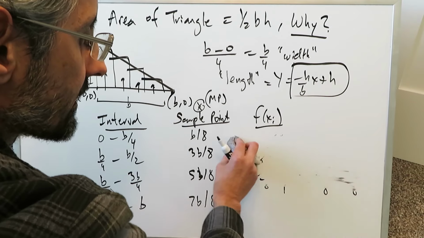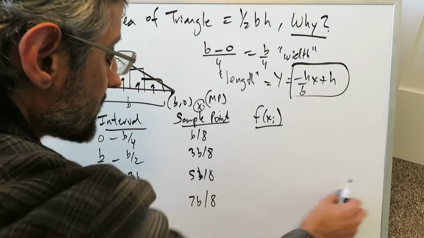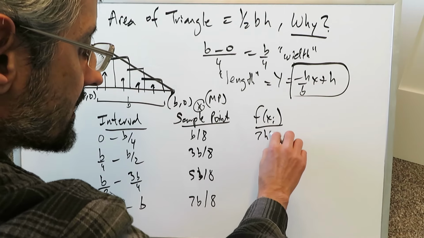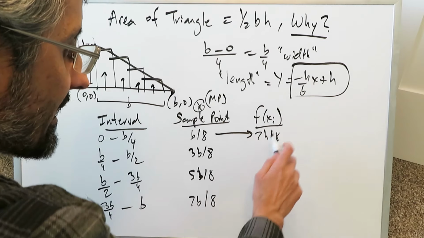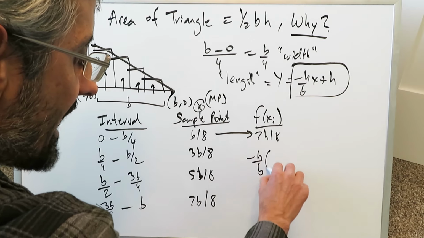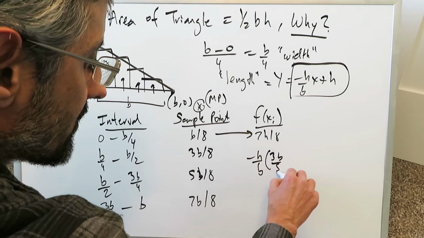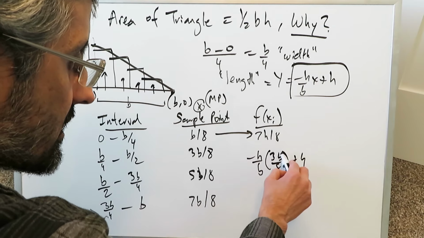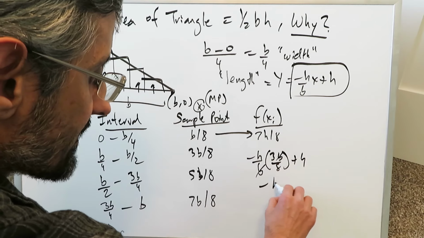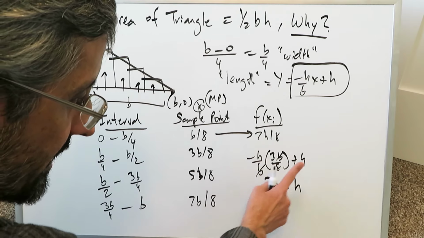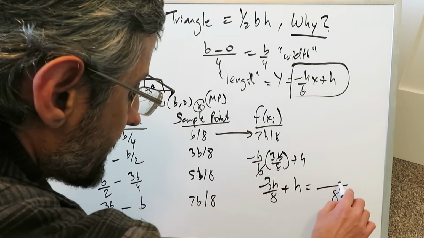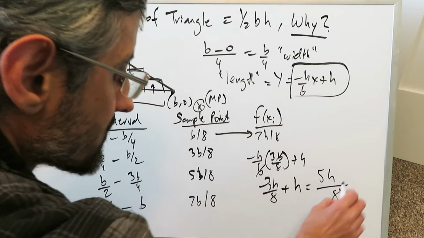There is nothing here that is beyond a high school level. 7h over 8, that's coming from here. Now in this one, I'll do the exact same thing. I have a minus h over b, x. X here is 3b over 8, plus h. These b's cancel out. I have a minus 3h over 8 plus h. See, minus 3h over 8 plus h. When I do a common denominator, I'll get here 5h over 8.